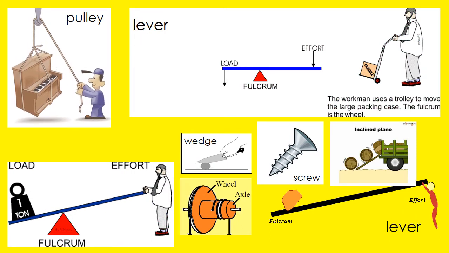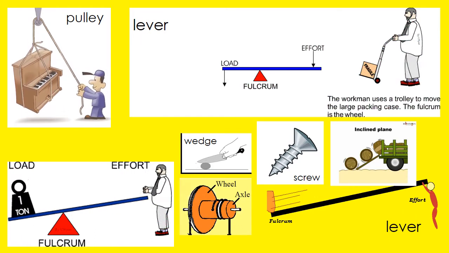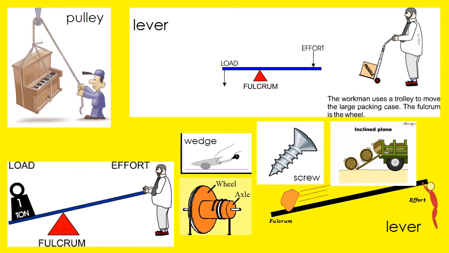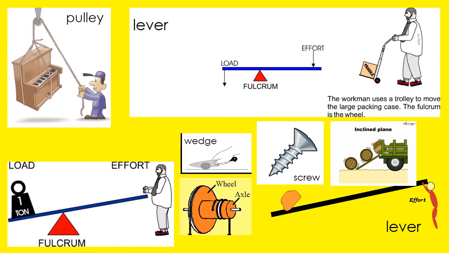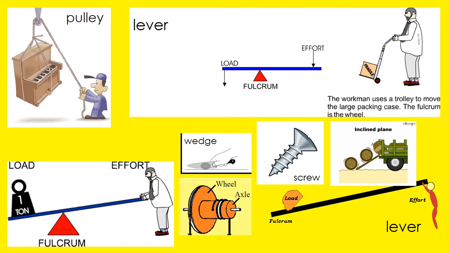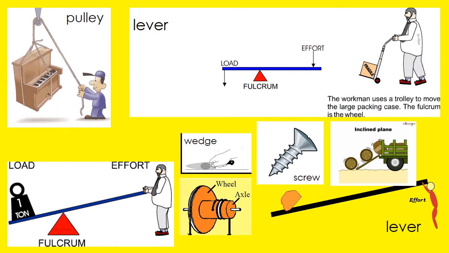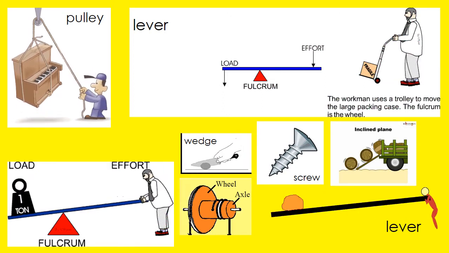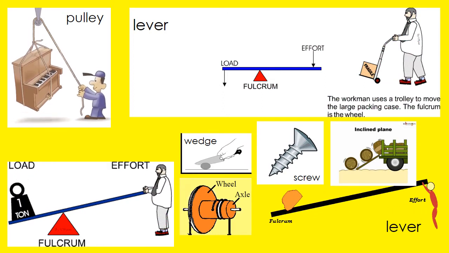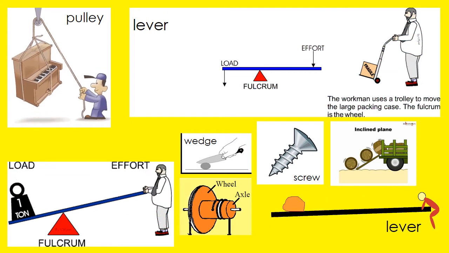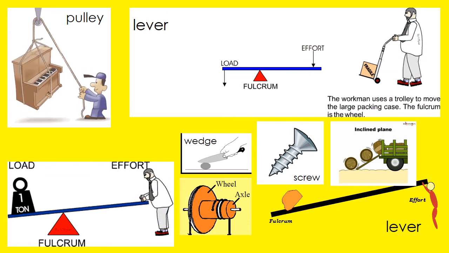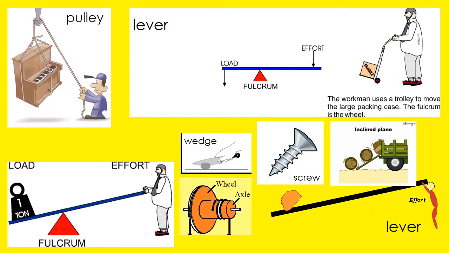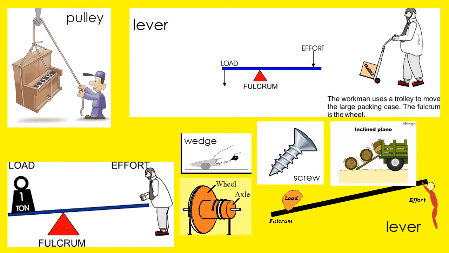Okay, I'll soon get into the picture, but let's have a look at the other pictures. We have a pulley here. And here, this is another lever. And here we have a wedge. And here we have a wheel and axle. And here we have a screw. And here we have an inclined plane. And here we have another lever. This is a lever.